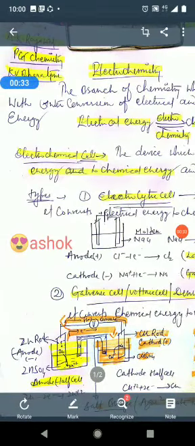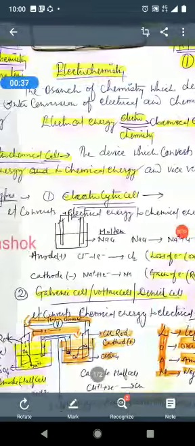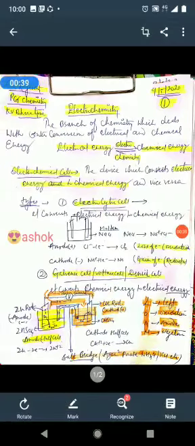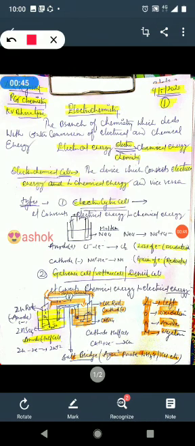Interconversion of electrical energy and chemical energy is called electrochemistry. Now you can see here that electrical energy is converted to chemical energy and chemical energy is converted to electrical energy. The branch of chemistry which deals with interconversion of electrical energy and chemical energy is called electrochemistry.